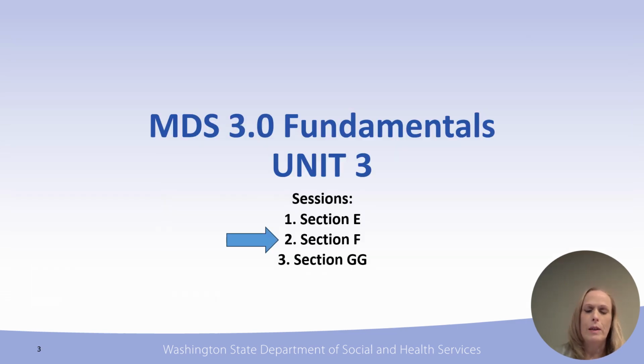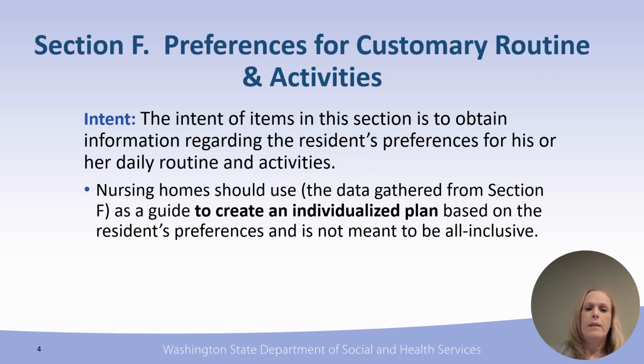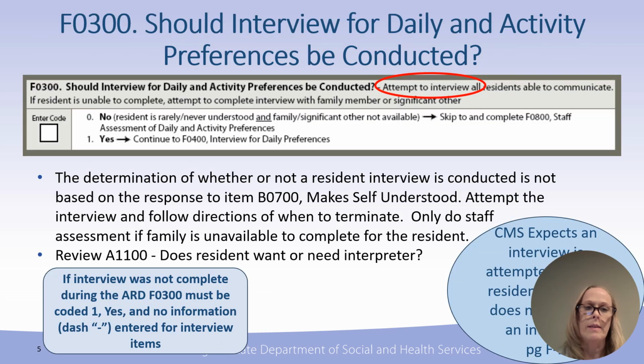So today we are going to talk about Section F, and this is preference for customary and routine activities. The intent of Section F is to obtain information regarding the resident's preferences for his or her daily routine and activities. Nursing homes should use this section and the data gathered to create an individualized care plan based on the resident's preferences. It is not meant to be all-inclusive, but it is used for resident preferences for their routine daily activities.